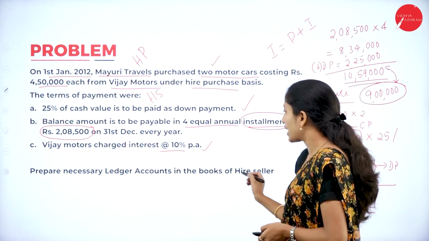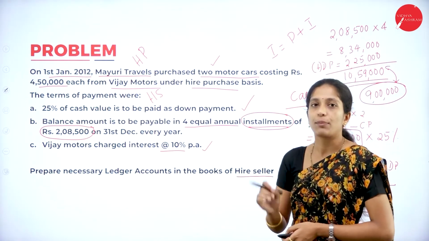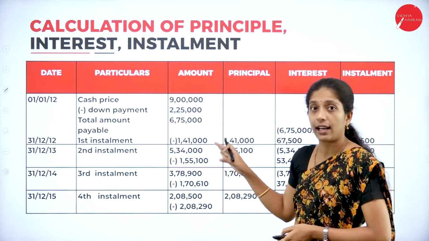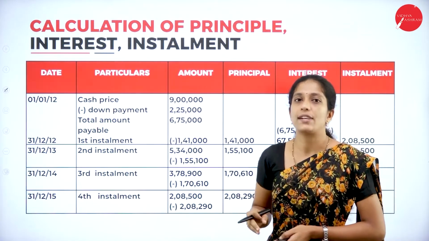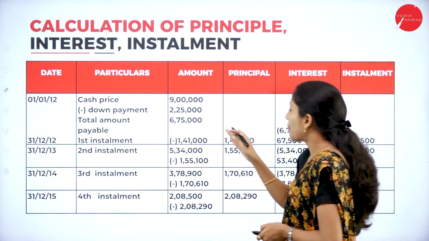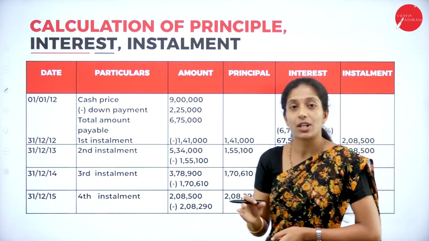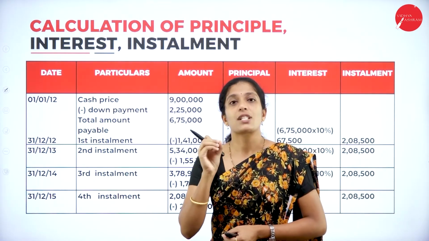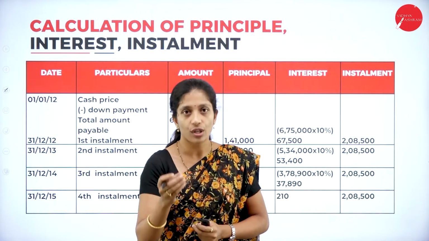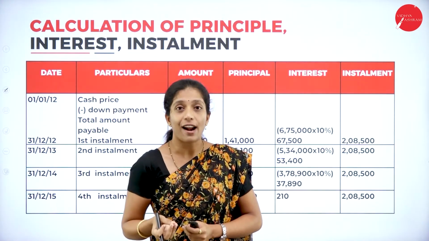Prepare necessary ledger accounts in the books of the hire seller. So here we are going to prepare ledger accounts in the books of the hire seller. Before that, we shall see this table. We shall calculate, then we can directly post to the ledger accounts. Now, we have divided it into date, particulars, amount, principal, interest and installment. Here you are not going to calculate depreciation because we are going to prepare accounts in the books of the hire seller, right? The seller has already delivered the goods, or transferred the goods, to the hire purchaser. So the asset will not remain in the hands of the hire seller.